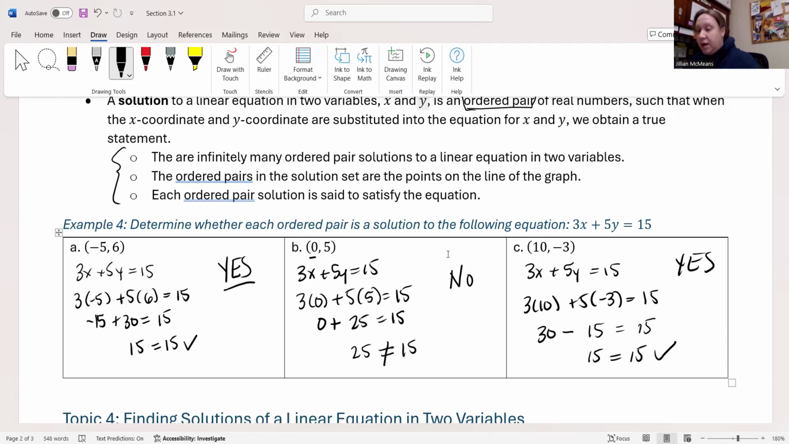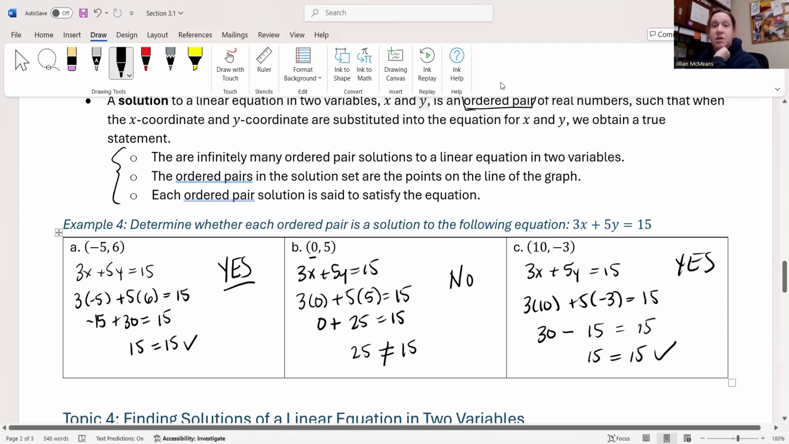It's really helpful and very important that you understand how to determine if an ordered pair is part of the solution set to a linear equation in two variables.